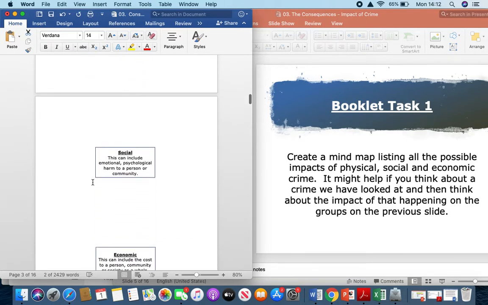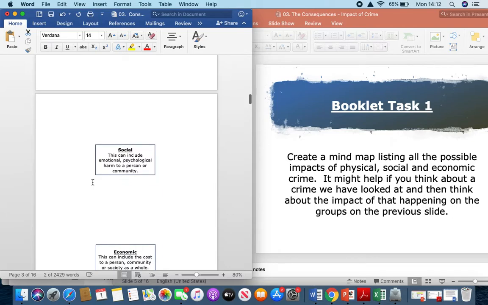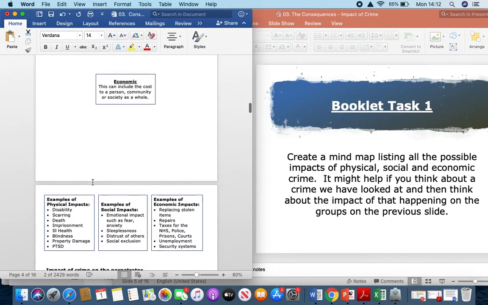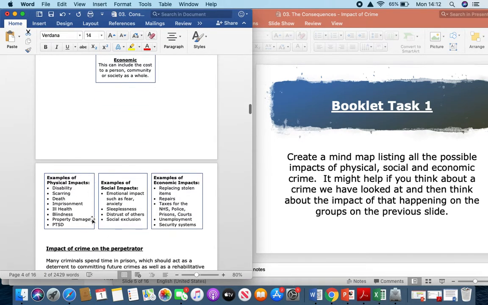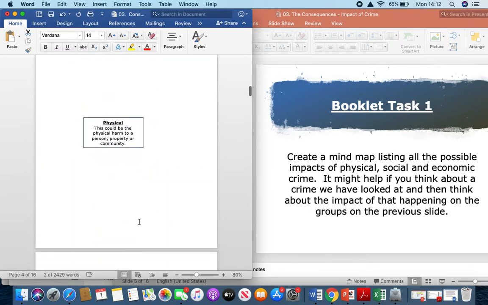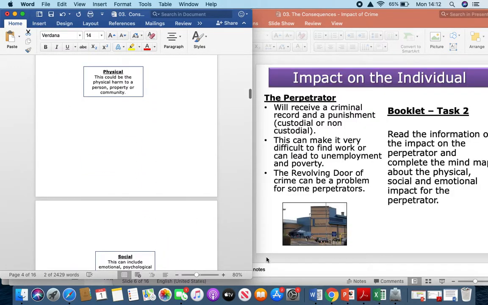Then I want you to look at social, do the same thing, just branch off a bunch of stuff, and then I want you to do one for economic. Okay, so here's some different examples of physical impacts. You can use some of those, but I'd like for you guys doing their mind maps on task 1 to come up with your own.